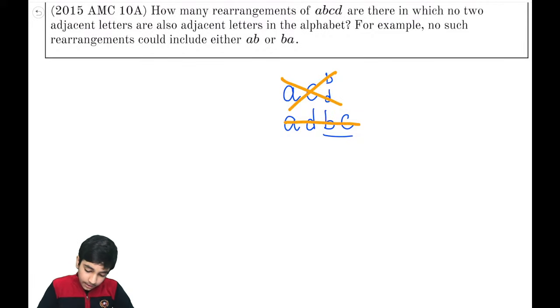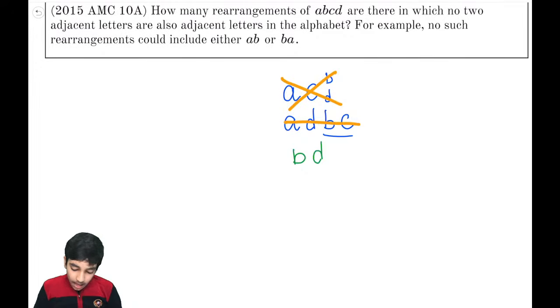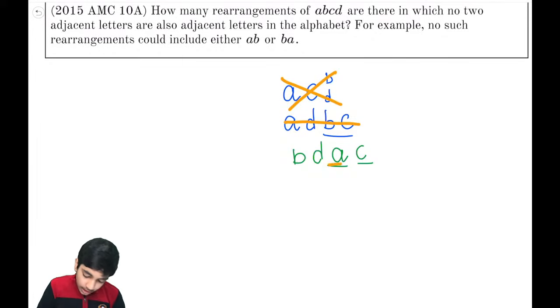Okay, so another case is the beginning one is B. So if the first letter is B, then the second letter can either be A, C, or D, but it can't be A or C since that's next to B. So the next letter will have to be D because A and C are next to B alphabetically. But then if that's D, then this next slot has to either be A or C. But C is next to D alphabetically, so it's going to have to be A. And that means the last slot is just going to be C. But then we see, yay, A and C are not next to each other alphabetically. So this case works.